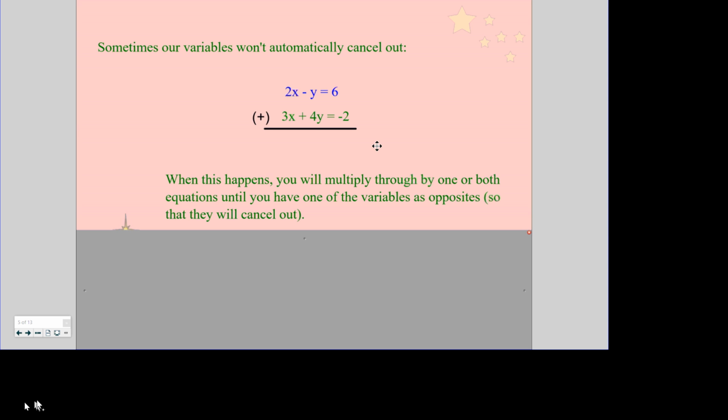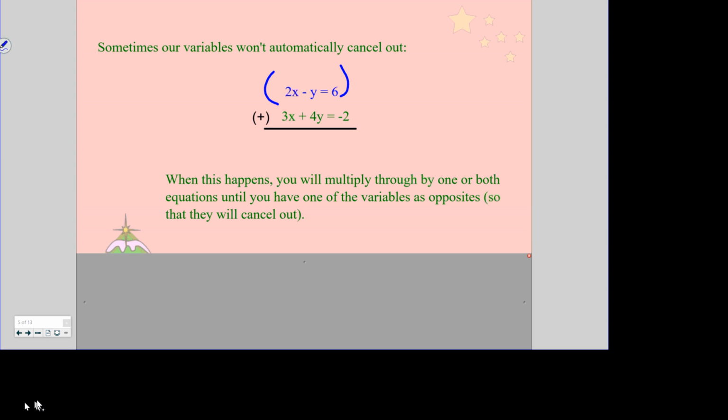So remember that multiplying both sides by the same exact number again holds the equality. It keeps both sides equal, so it's a totally legal math move to make. So if you're looking at your first equation up here, you may choose to multiply the whole thing through by maybe 4. The reason that I chose 4 is because I'm looking ahead at this equation here.